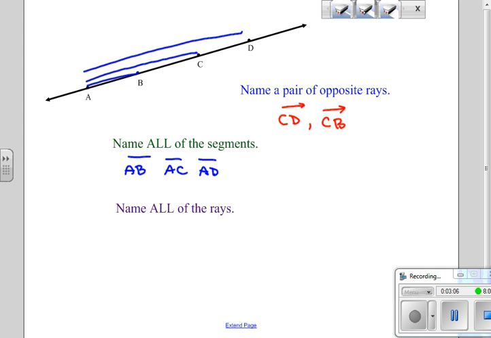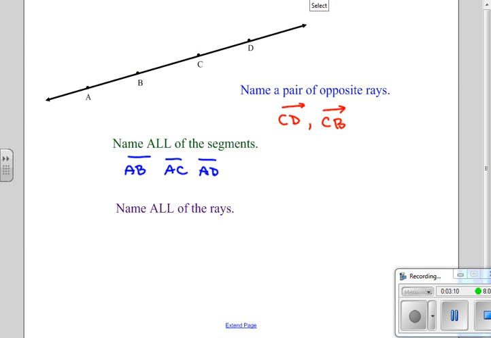Then I'm going to change my focus here and start with a different letter. So segment BA. That one's actually already named because that's the same as AB, so I'm not going to include that in my list. So instead, I'm going to keep going to the right here. So I've got segment BC and segment BD.